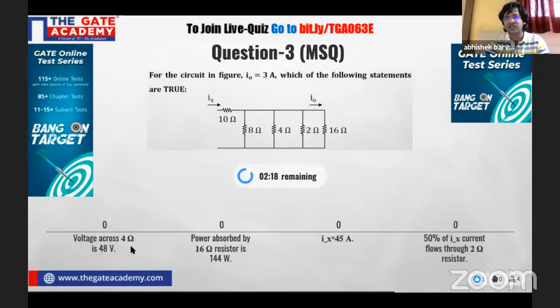Since it is MSQ, multiple options are correct, so it is going to take time, and that's the only reason why the maximum time is given for this question. So check it out. What is the voltage across 4 ohms? What is the power absorbed by 16 ohms? The value of Ix. And this is a 2 ohm resistor. So these are the multiple options given. Let me see who all are going to answer this question.